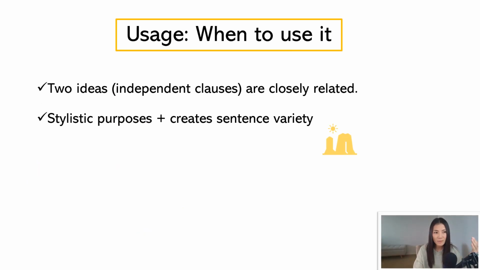So we just talked about the grammatical aspect of semicolons. It's independent clause, semicolon, independent clause. But when should you use a semicolon? That's when your two ideas, so your two independent clauses, are very closely related in idea. And it's often also for stylistic purposes when you're writing.